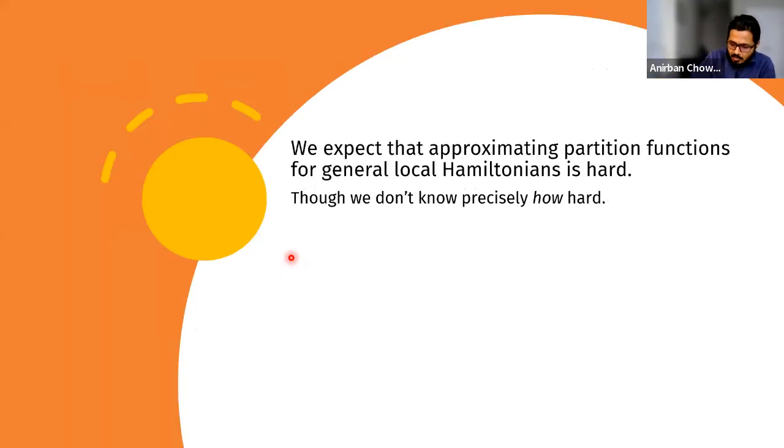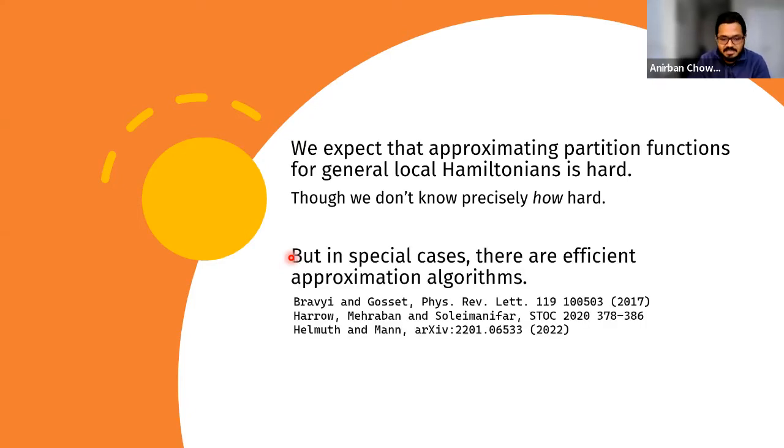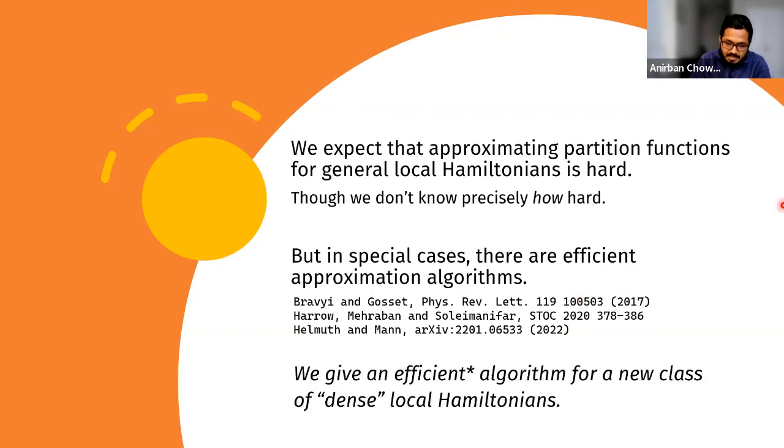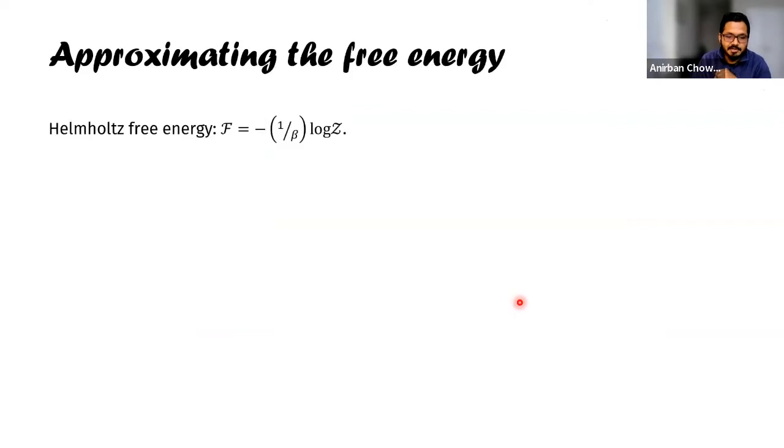Based on the previous few slides, we understand that approximating this partition function is pretty hard, though we don't precisely know how hard. But in certain special cases, there are known to be efficient approximation algorithms using a wide variety of techniques, some of which I've just listed here. In another result in this paper, we show that there is an efficient algorithm for a new class of certain dense local Hamiltonians. And this efficient comes with a star because we are going to slightly redefine the problem.